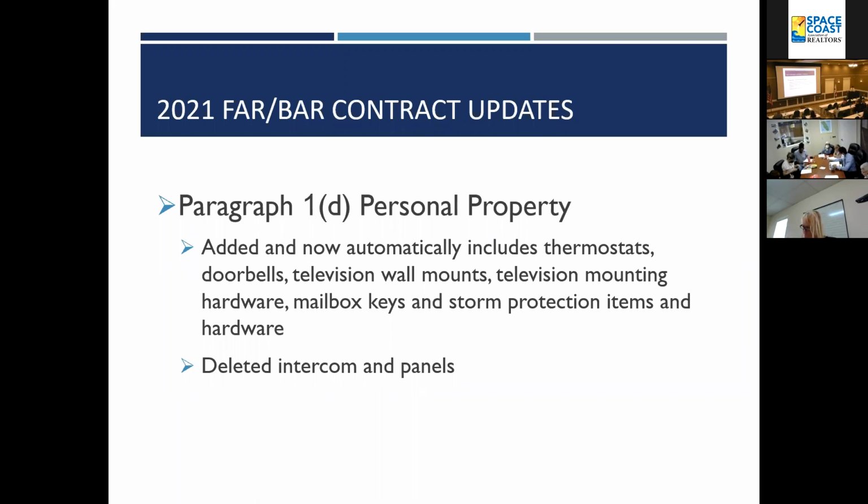Paragraph 1E says the following items are excluded from the purchase. So if you want to exclude any items, you manually exclude them in paragraph 1E. But the change is they have also finally deleted intercoms. I think intercoms went out in the 80s. They are still on the walls in a lot of our homes here, especially in Beachside, where we have lots of intercom homes. None of them ever work, and while they can stay physically there, they are now not automatically included as one of the items. And again, they reworded storm panels to storm protection items. So that's paragraph 1.